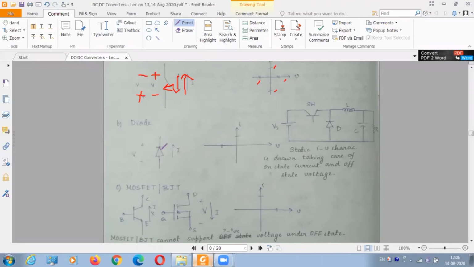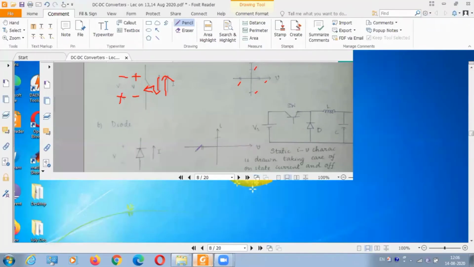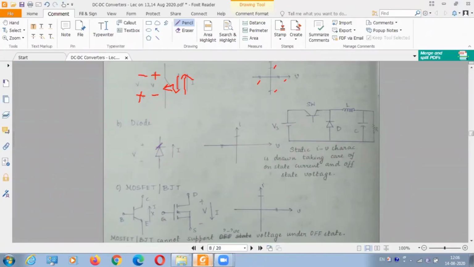Next, for an ideal switch, the voltage across it is 0. That's why I was telling you that when it is on, we study the current. I have marked only the positive part of the current. No negative current can flow, so this quadrant is not marked.